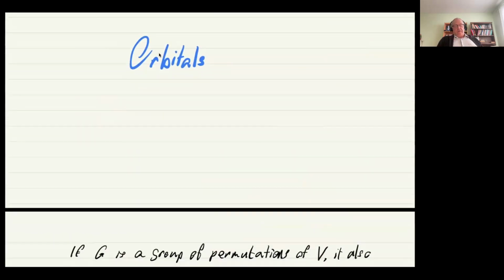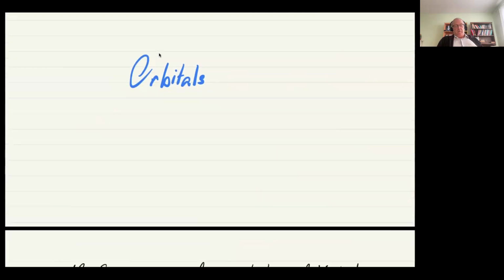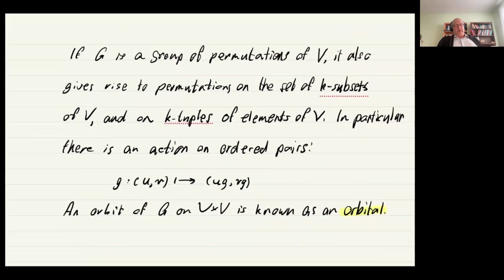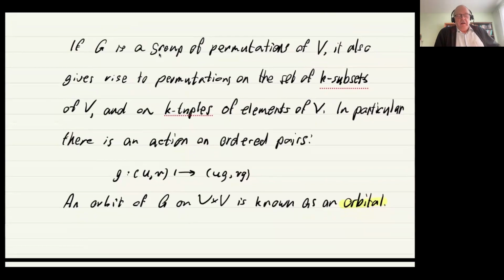And so I need to go on to the next level, to what we call orbitals. And again, this is discussed in Algebraic Graph Theory by Godsil. And this is related to what I was just saying. If I have a group of permutations on V, it also gives rise to a permutation of the set of K-subsets of V, and for example, also on the ordered K-tuples of elements of V. So the action of G on V gives rise to a number of other actions.